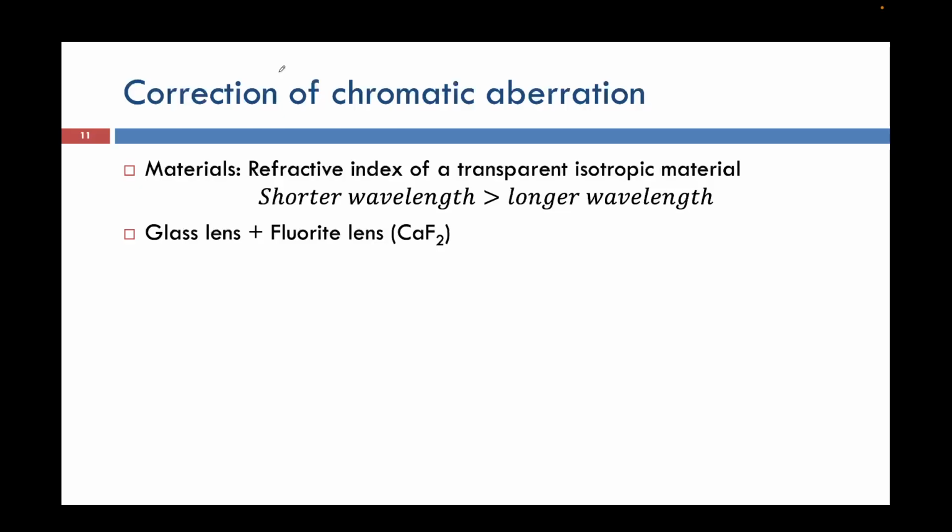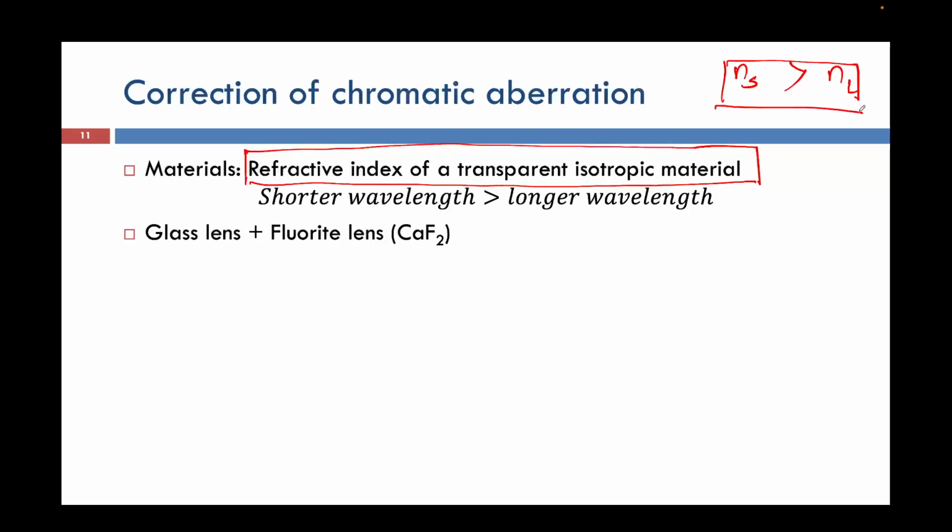Because the refractive index of a transparent isotropic material for a shorter wavelength is greater than the refractive index for a longer wavelength. Let's say the refractive index for a shorter wavelength is ns, and the refractive index for a longer wavelength is NL. So for a transparent isotropic material, ns is greater than NL, right?